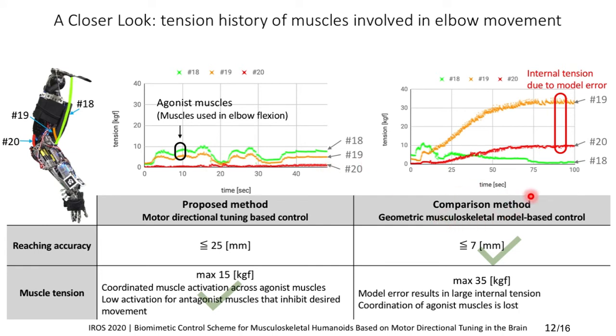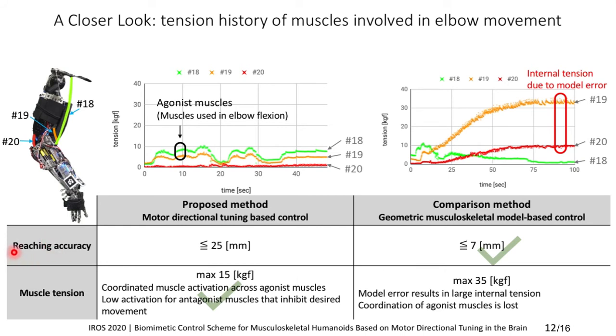However, for the comparison method, the model error results in large internal tension, and the muscle tension for the antagonist muscle increases as well. Furthermore, the coordination of the agonist muscles is lost. As you can see, for muscle ID 18, which should be used to generate motion, the muscle tension decreases as time goes by.